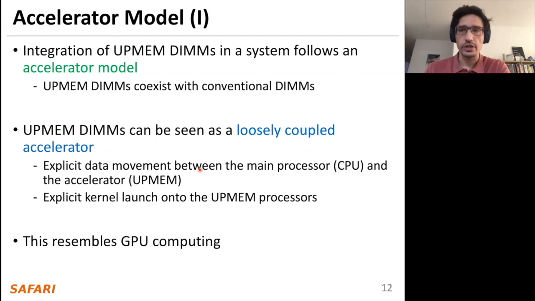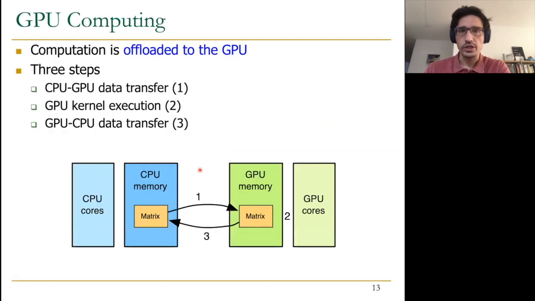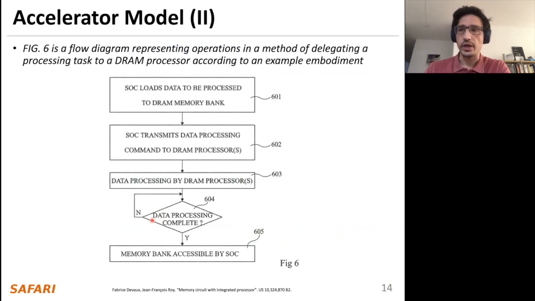And this model somehow resembles GPU computing. For example, this slide is from one of our GPU computing lectures and essentially explains how the process of offloading computation to the GPU takes place. The first thing that needs to happen is that we transfer the input data from the CPU memory to the GPU memory. Then the CPU launches a kernel, launches the computation onto the GPU cores, which start operating on this input data, producing some result. At some point, this result is transferred back to the CPU memory. So this is essentially what we are going to do as well with the UPMEM system.